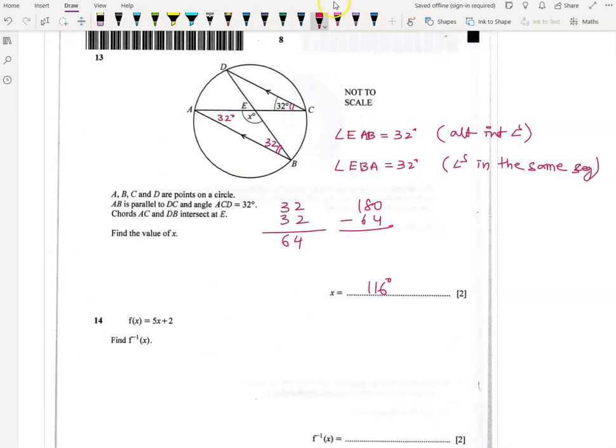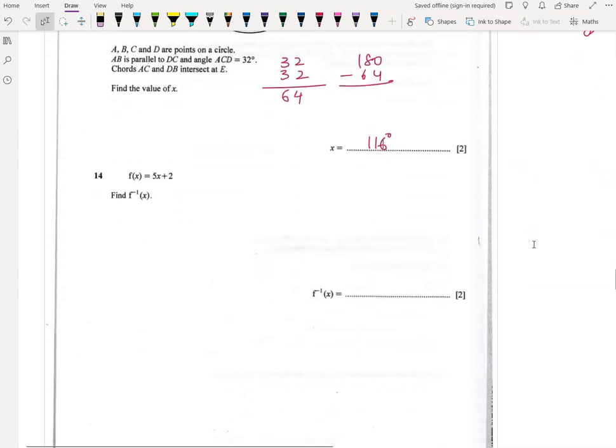Number 14. Function f of x is given to you as 5x plus 2. The question is to find the inverse. Now it's pretty easy. f of x and y are the same. To find the inverse, step number 1, you swap x and y. So in place of x we write y, and in place of y we write x. So x equals 5y plus 2.